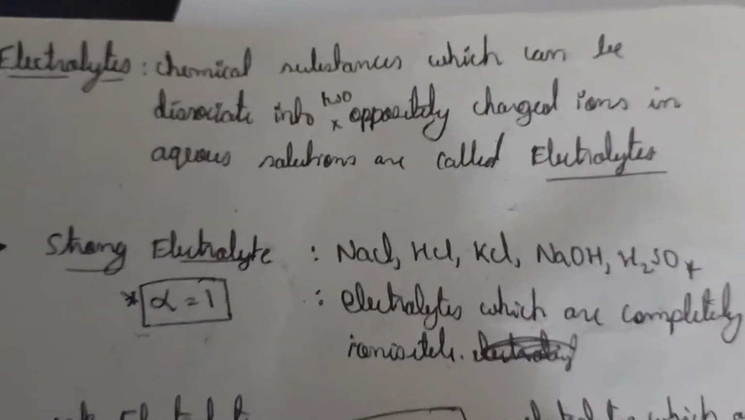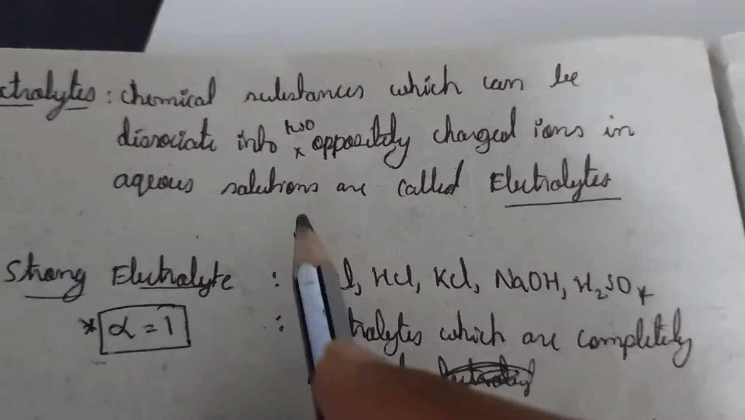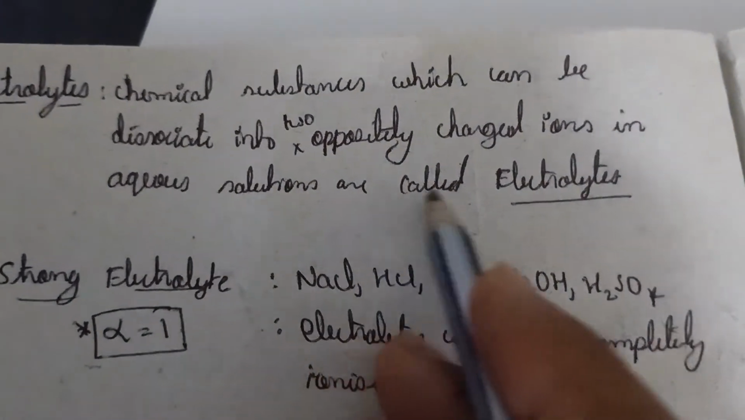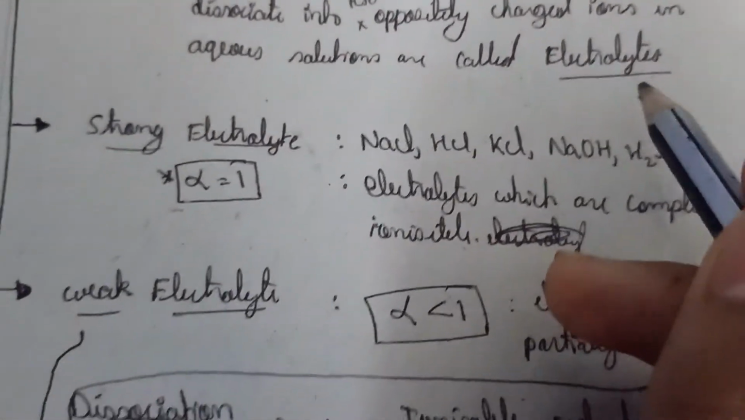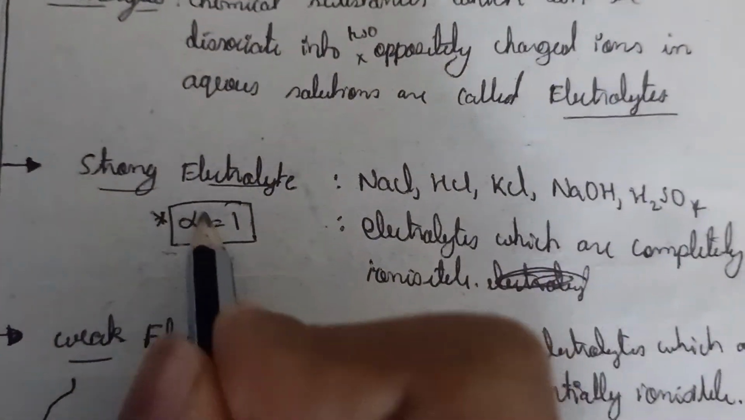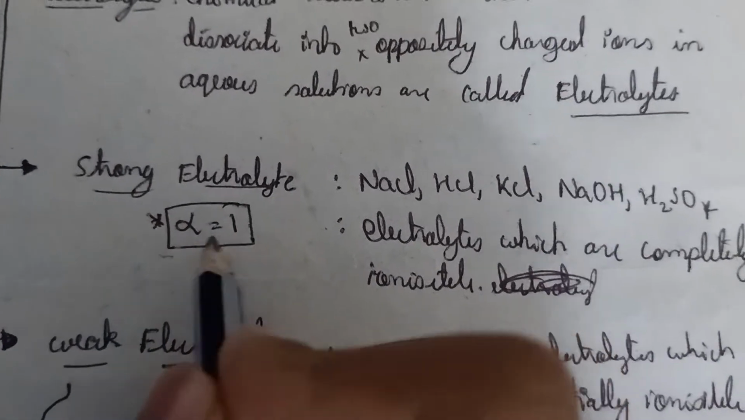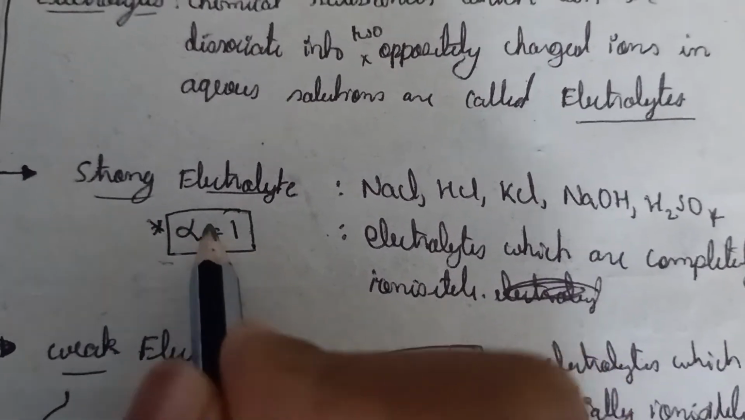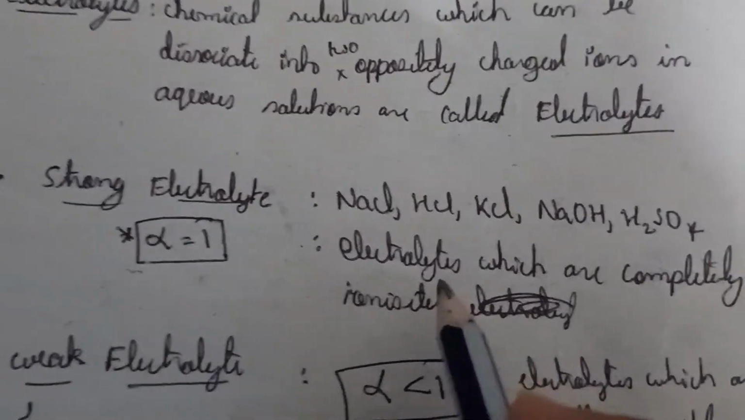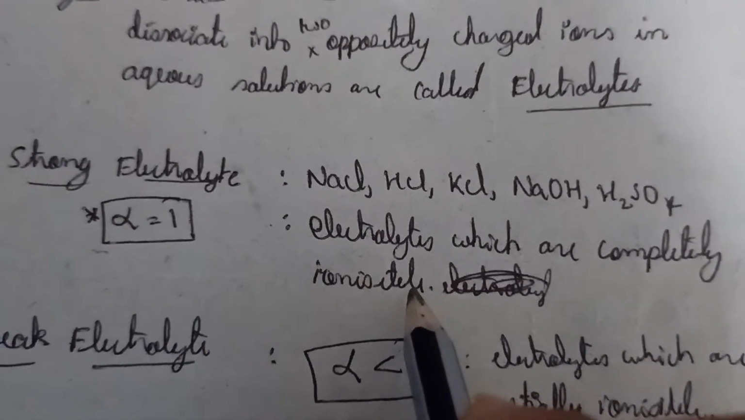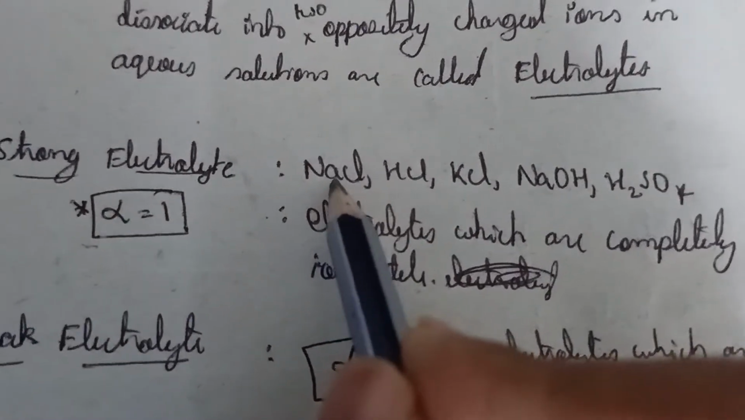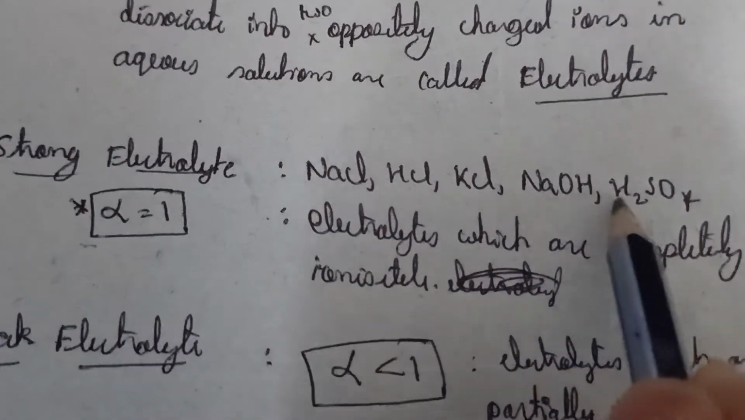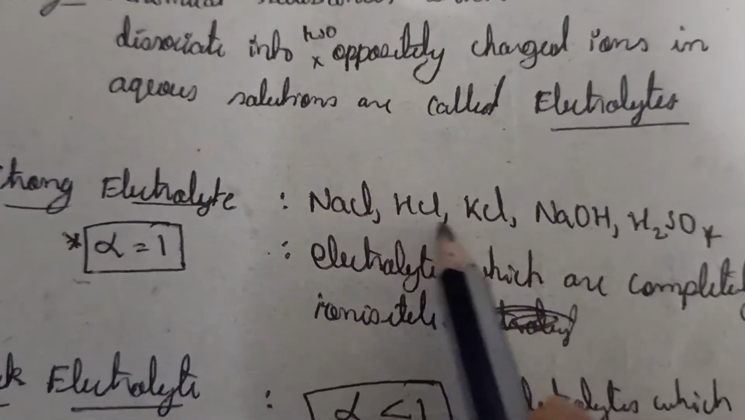And now we will learn about electrolytes. What are electrolytes? Electrolytes are chemical substances which dissociate into two oppositely charged ions in aqueous solution. For a strong electrolyte, alpha is the degree of dissociation, and when alpha is equal to 1, it is called a strong electrolyte. Or we can say electrolytes which are completely ionizable are called strong electrolytes. Examples of strong electrolytes are NaCl, HCl, KCl, NaOH, H2SO4, or we can say all strong acids and bases.